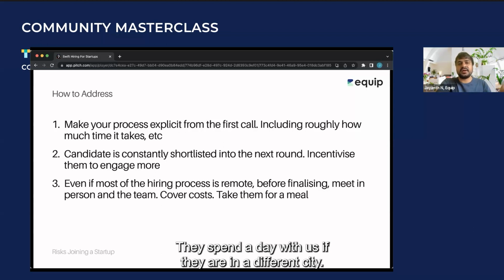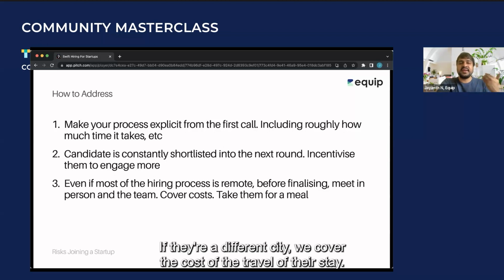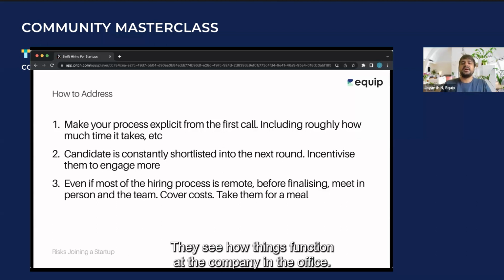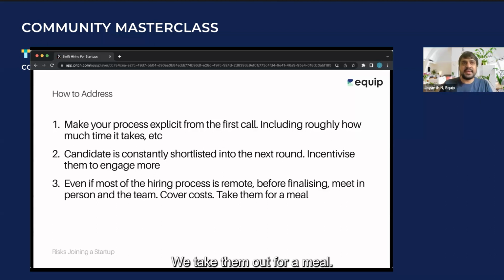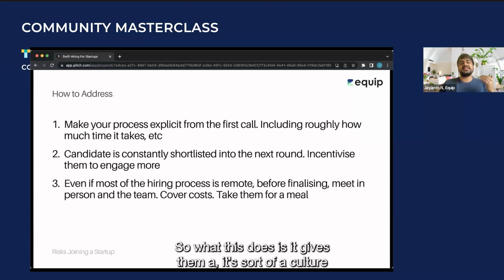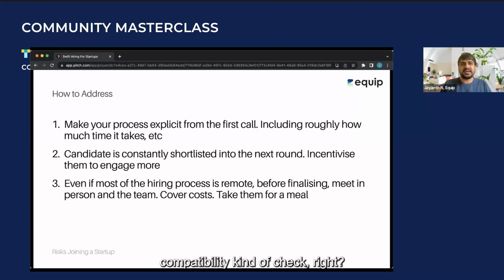We are an in-person workplace. If they're in a different city, we cover the cost of their travel, of their stay. They spend a few hours with the people they're going to work with. They see how things function at the company, in the office. We take them out for a meal. So what this does is it gives them sort of a culture compatibility kind of check, right?